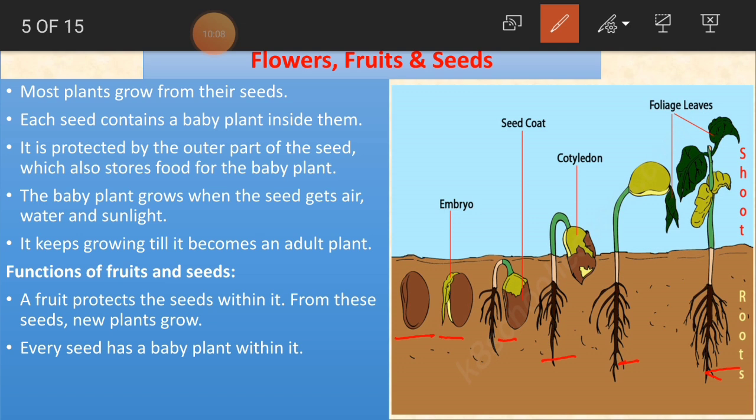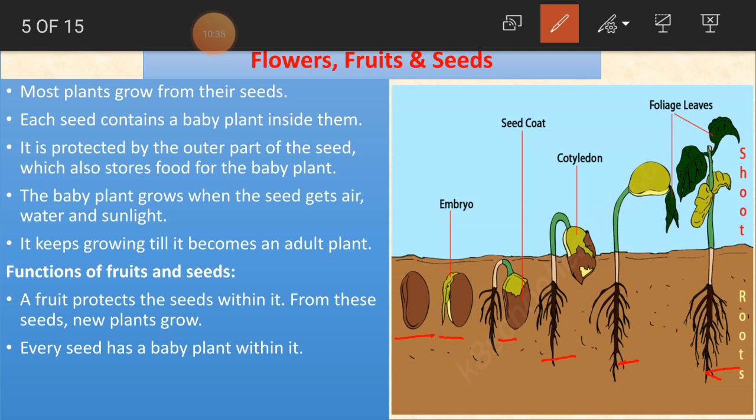Okay, each seed contains a baby plant inside it. Yes, each seed. So when we sow a seed, in that seed we will have a small plant, that is a baby plant. Every seed contains a baby plant. It is protected by the outer part of the seed, which also stores food for the baby plant.